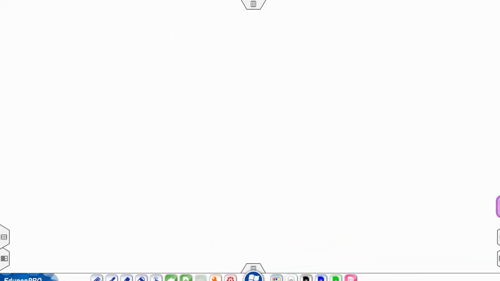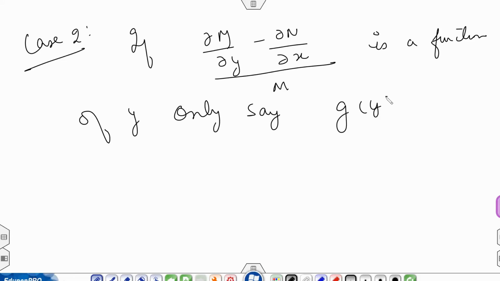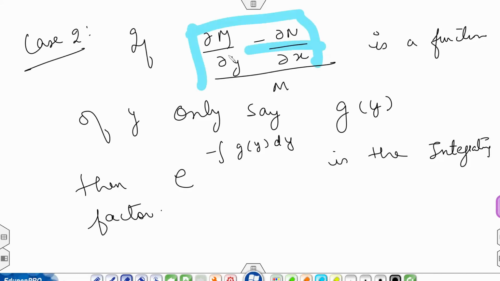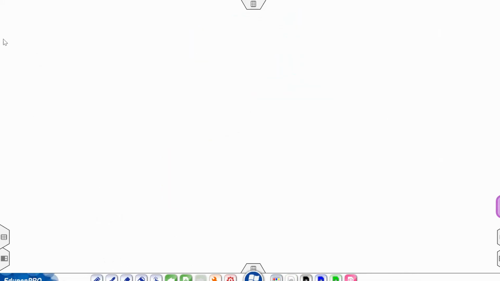Now let us do another case, case number 2. What is the case? If this is a function of y only, say g of y, then what will happen? Then you have to take this as the integrating factor, right? Now here you need to find out this thing, and if you see that this expression is only a function of y, then this will be your integrating factor. So the proof is the same as I have given you previously.